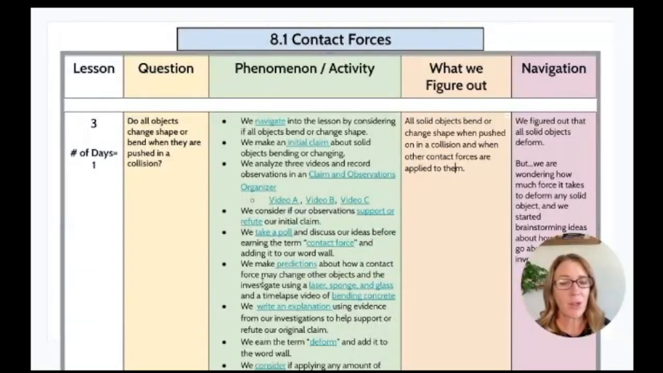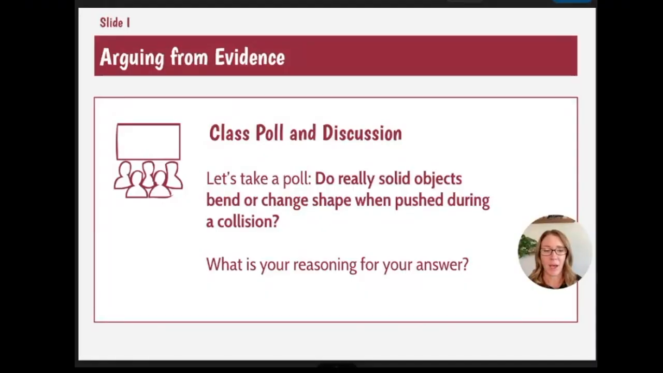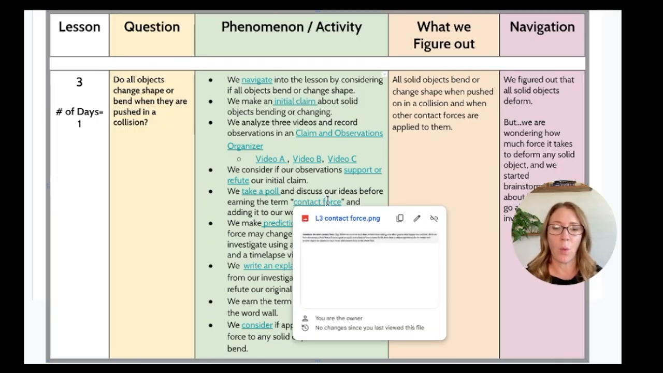Then you're going to take a poll, and you're going to discuss some ideas before earning the term contact force. The poll is, do really solid objects bend or change shape when pushed during a collision? A golf ball might, and a baseball might, or a baseball bat might, but with something like concrete? And do all objects, like a steel beam, also bend or change shape when pushed during a collision?